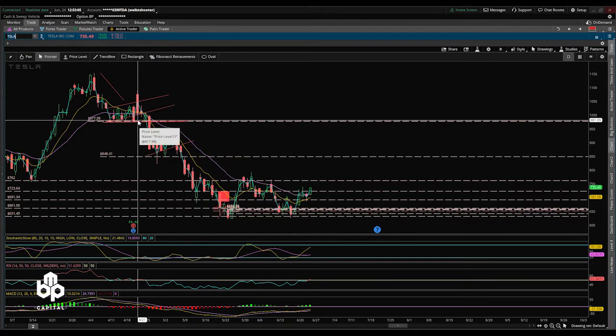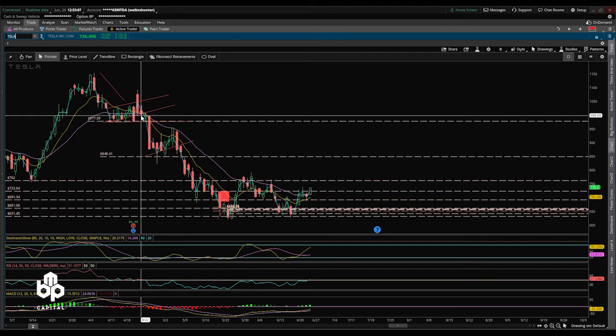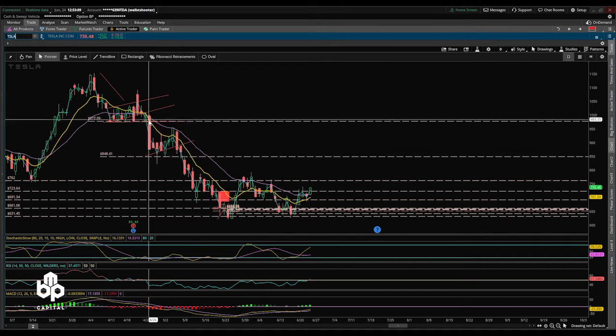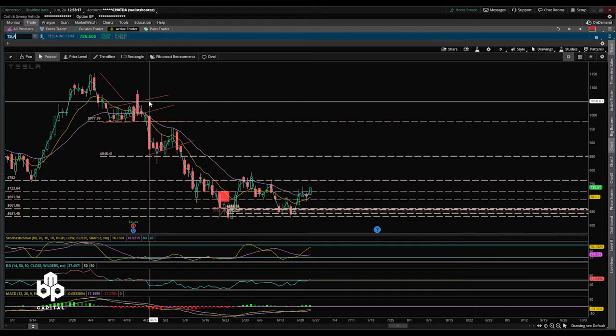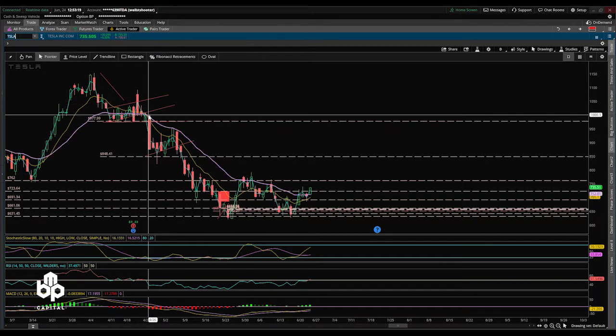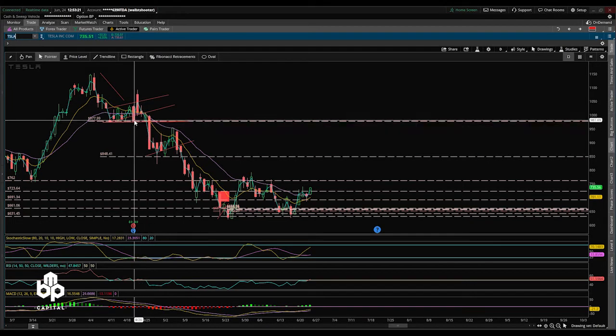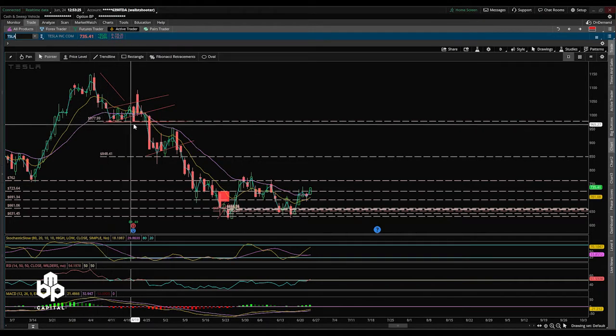Now I do want to let y'all know you do get some fake outs. You do get some fake outs. This candle here, yeah, it broke the trend, but we can easily bounce back into this flag pattern here. And that's a fake out. So you got to be very cautious. So, as you see, we got these swing lows here at 977.